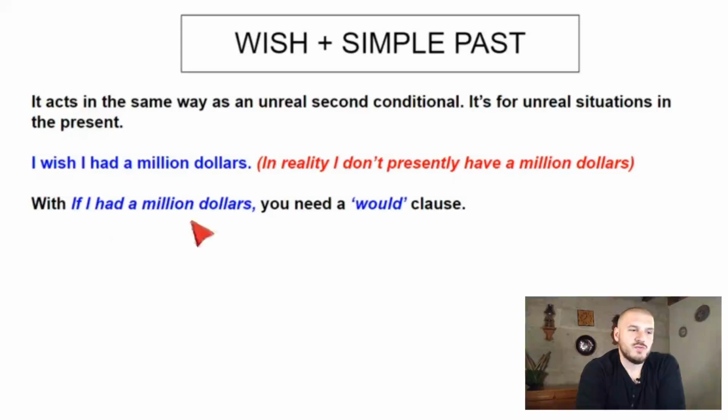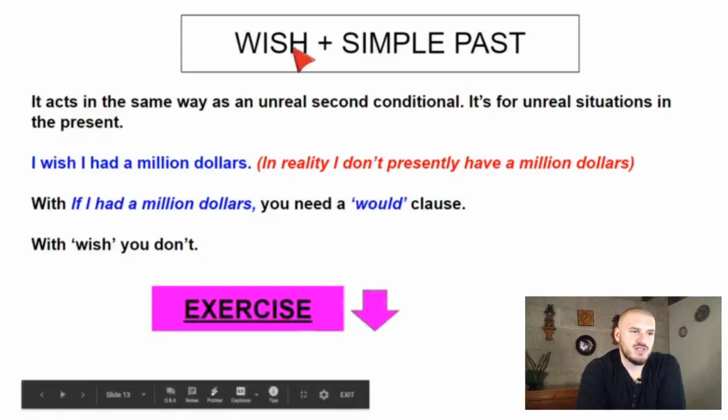Si quieres hablar de tus planes, de lo que harías en una situación no real, si tuvieras dinero, pues utilizas if I had $1 million, I would. Pero si nada más quieres decir ojalá tuviera dinero, I wish I had money. Okay? So with wish, you don't need to include a would clause and you don't need to include extra information. Let's do a quick exercise on wishes, okay? Go to point number 3 in the description to do the activity.